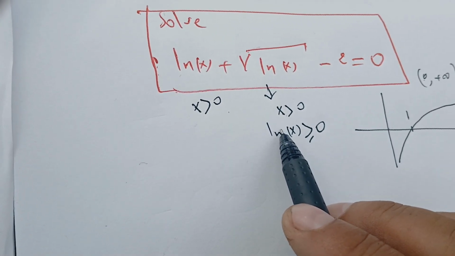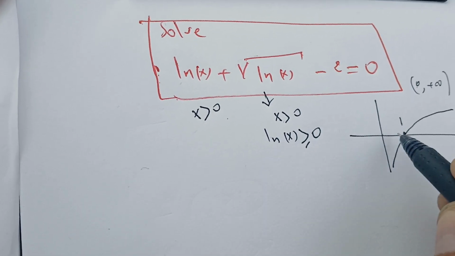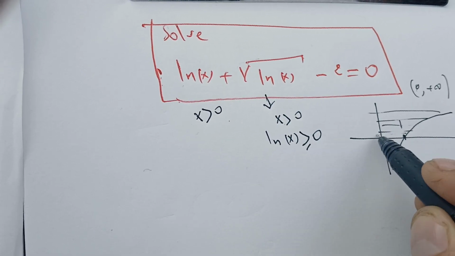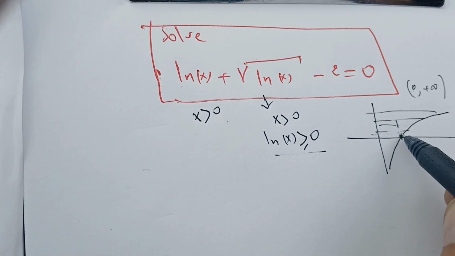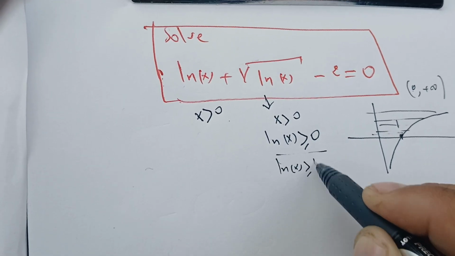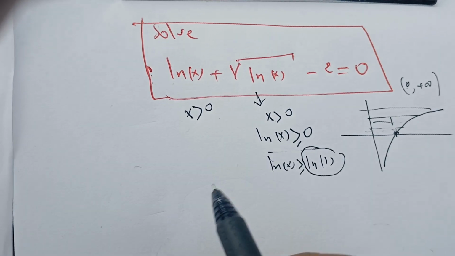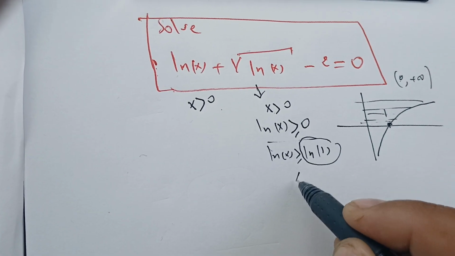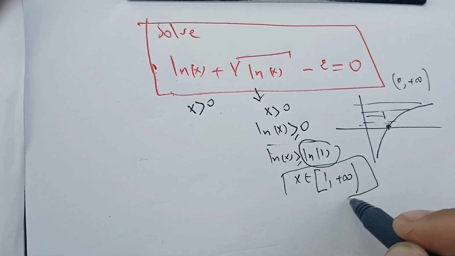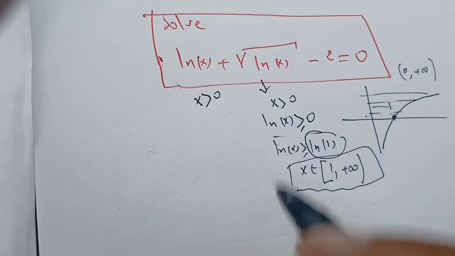Also, we have this condition: the natural log of x is greater than or equal to 0. That means x is bigger than or equal to 1, because the natural log of x is at least 0 when ln of x is at least the natural log of 1, since the natural log of 1 is 0. So x is in this interval. This is our interval for the equation to have meaning.